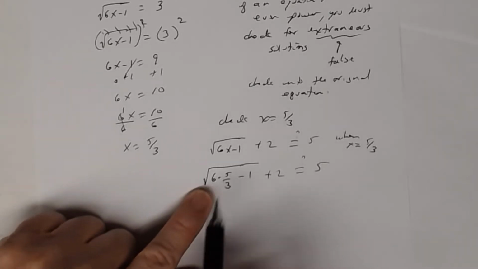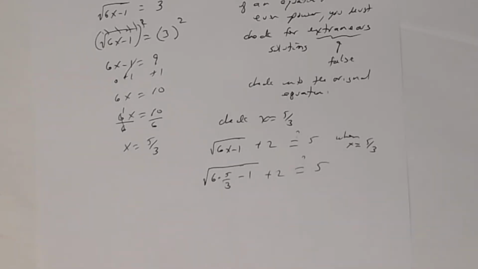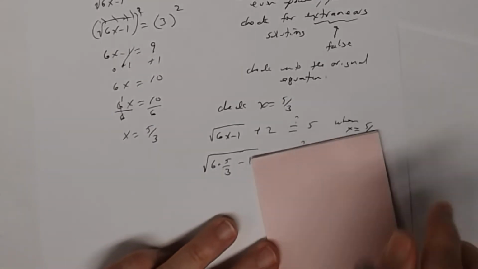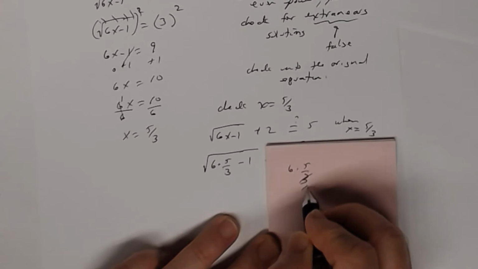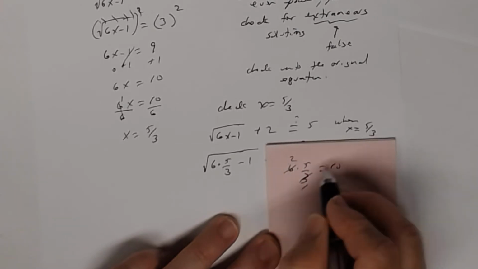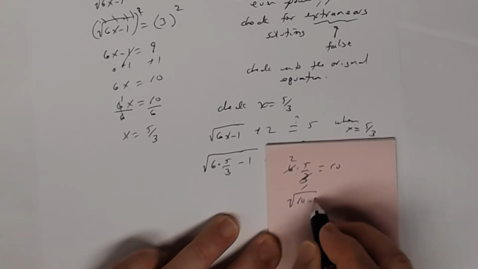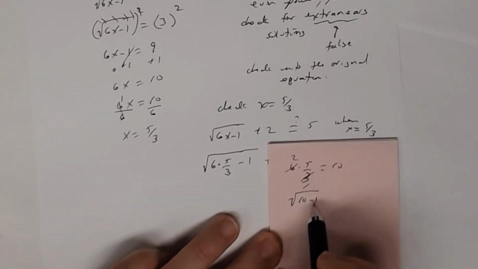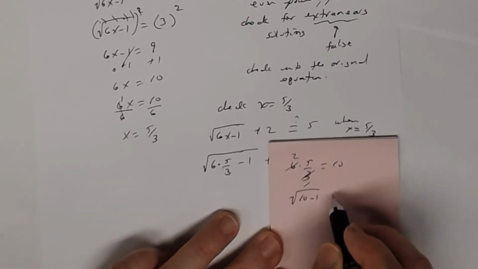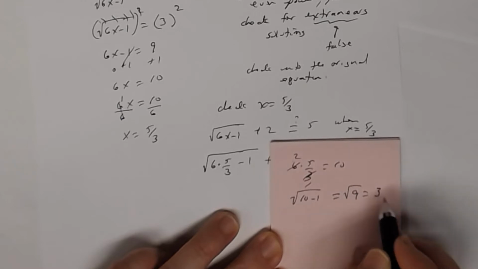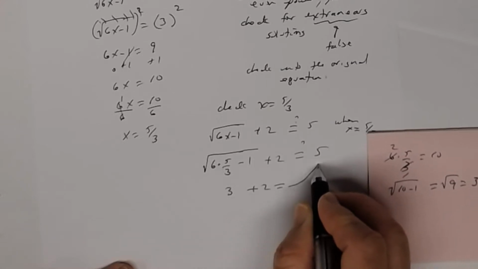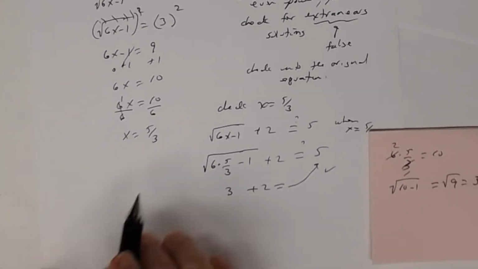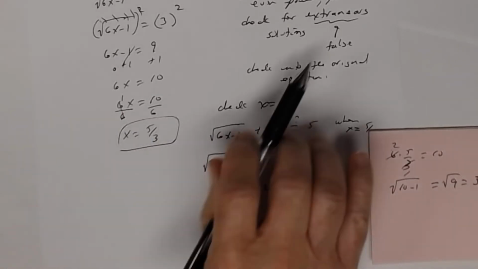Okay, so let's think about this. 6 times 5/3: the 3 goes into 3 one time, 3 goes into 6 two times, 2 times 5 is 10. So that's 10, right? So I get the square root of 10 minus 1. 10 minus 1 is 9. So I get the square root of 9, which we know is 3. So I get 3 plus 2, and indeed, that does equal 5. All right, so x equals 5/3 is a solution. It is not extraneous, so we're good.